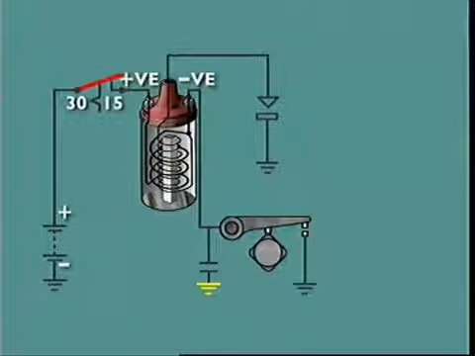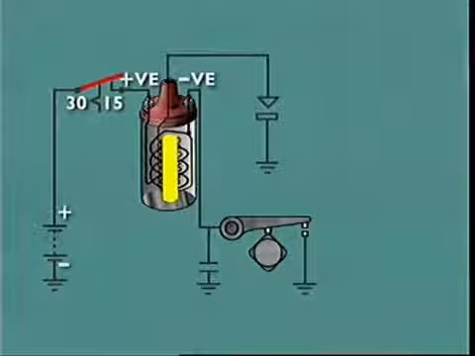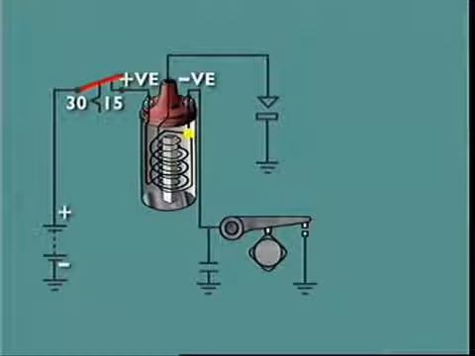In the secondary circuit, the secondary winding, with many thousands of turns of fine enameled copper wire, is wound around a central soft iron core. It is connected internally to the primary winding at one end and at the other to the central output terminal, also called the HT or high tension terminal.